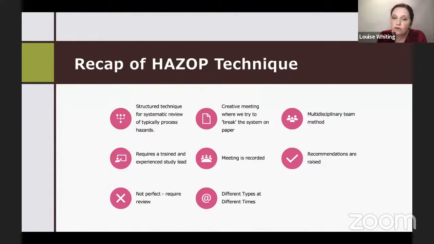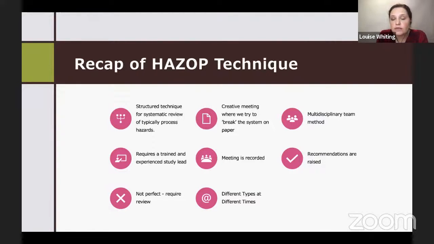So this is a recorded meeting, and it is often used in a legal sense. During this meeting, we have recommendations raised. So if we identify any gaps, we will raise recommendations, and those will then be recorded in the session and closed out in writing after the session. It's not perfect. As I've mentioned already, it really depends on the team and the facilitator, and actually the information that you had at the time.